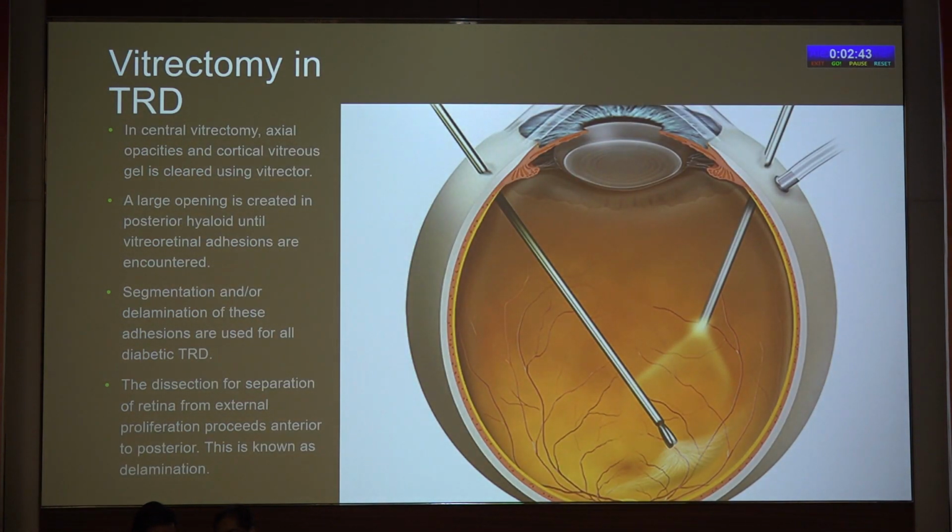Vitrectomy in tractional retinal detachments: a central vitrectomy, axial opacity and cortical vitreous gel is cleared using the vitrector. A large opening is created in the posterior hyaloid until vitreoretinal adhesions are encountered. Segmentation and delamination of these adhesions are done, especially in diabetic TRDs. The dissection for separation of retina from external proliferation proceeds anterior to posterior. This is known as delamination.